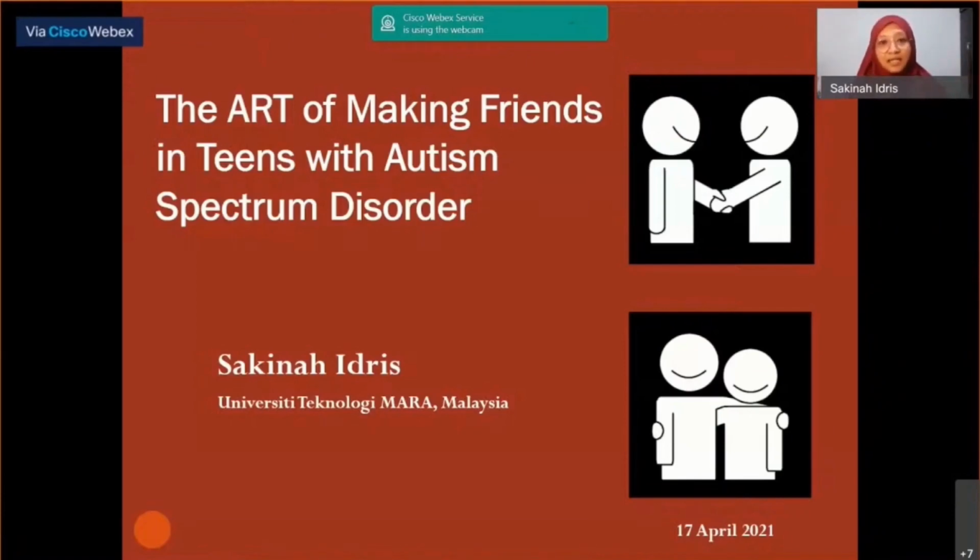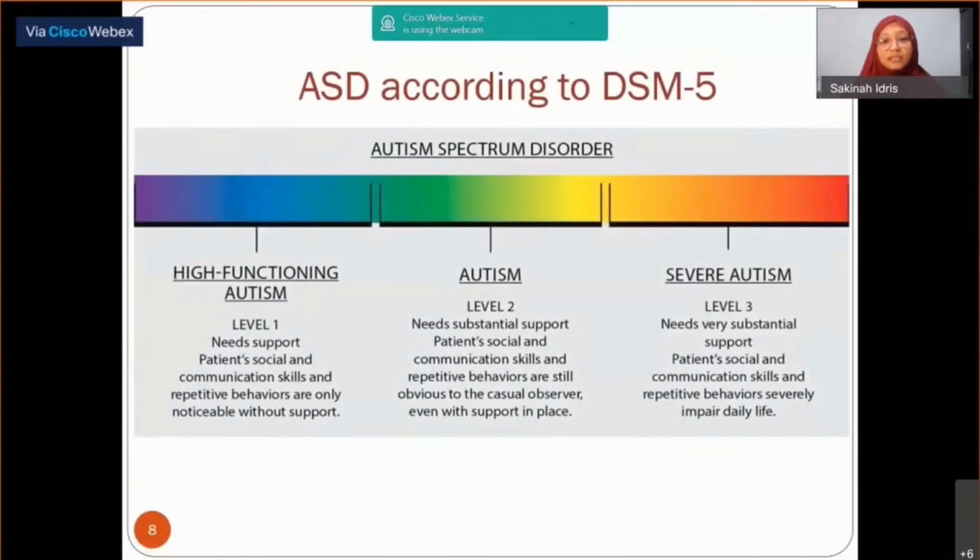In my slides I'll also explain a little more on autism spectrum disorders. Spectrum means it's a continuum, so it can be high functioning autism, moderate autism, or low functioning autism, to make it more clear.